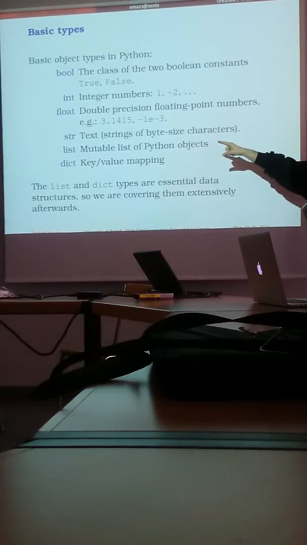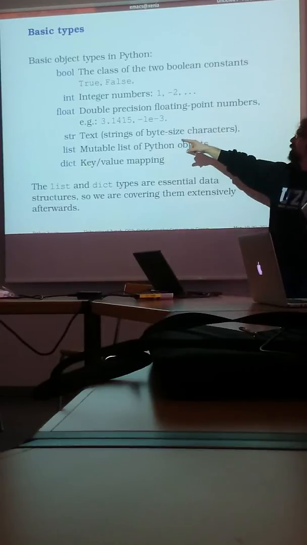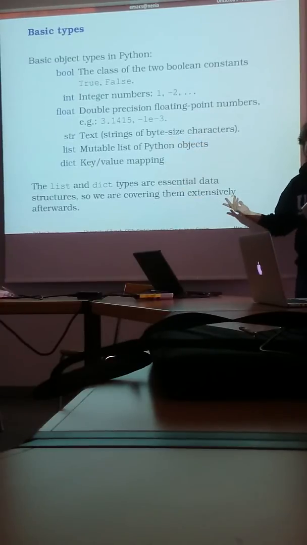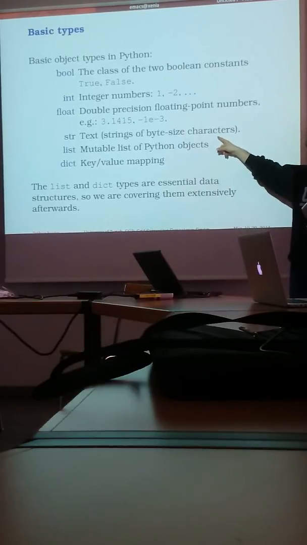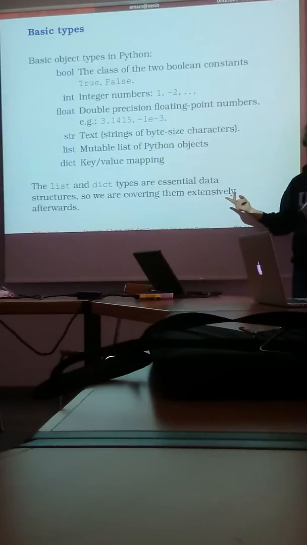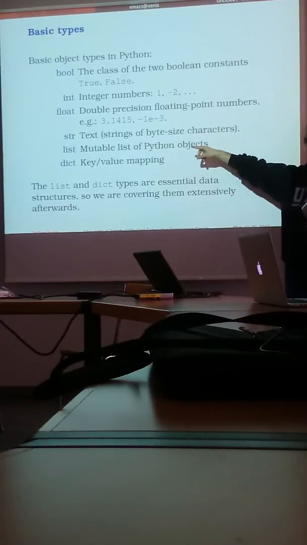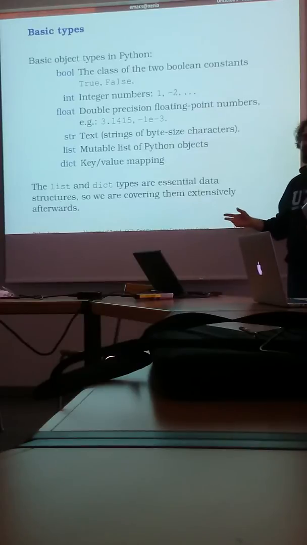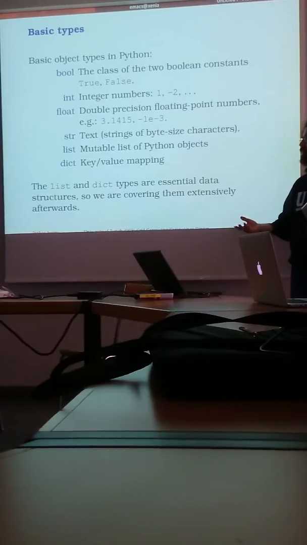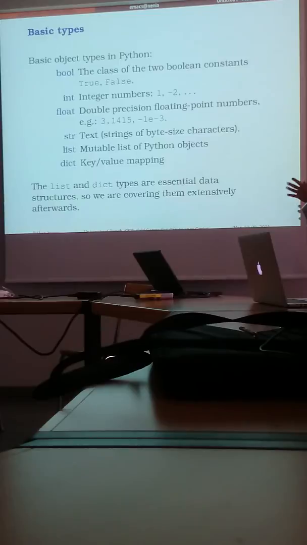STR is the type of text, so strings of characters are of type str for string. This is something that changes between Python 2 and Python 3. In Python 2, str is basically the sole type of text, so there's str for normal strings and unicode for strings with Unicode characters. The thing is swapped in Python 3, in that str is a byte string and unicode is the text by default. But that's probably the single major difference between Python 2 and 3.